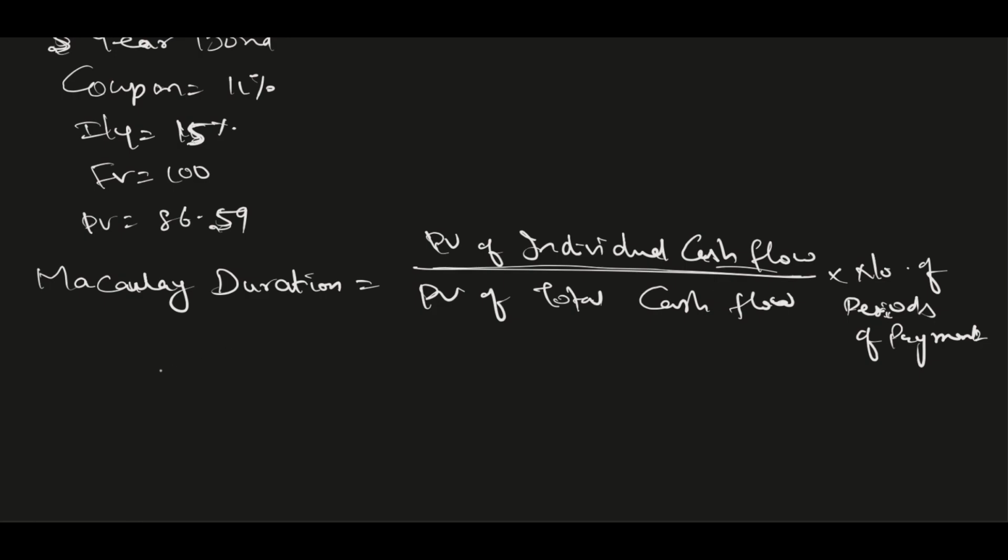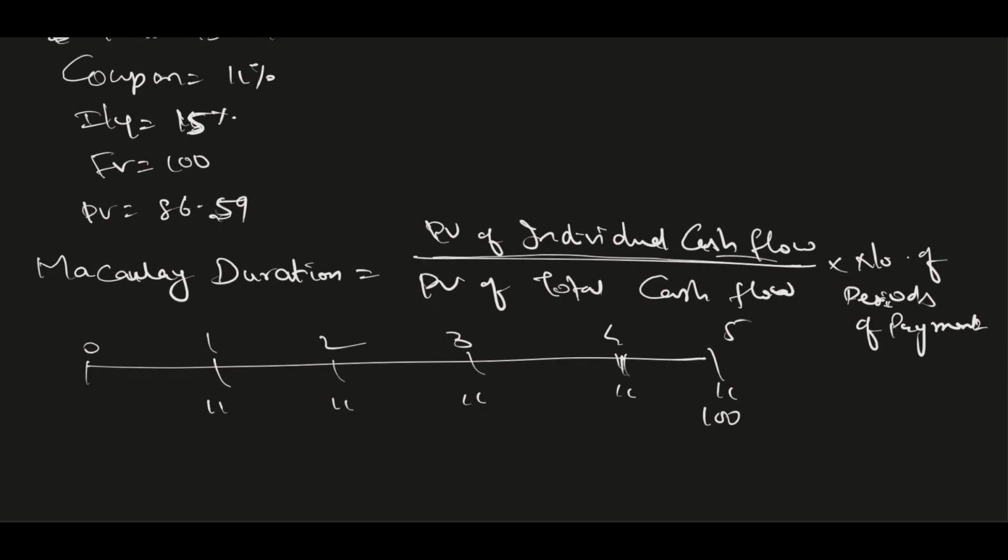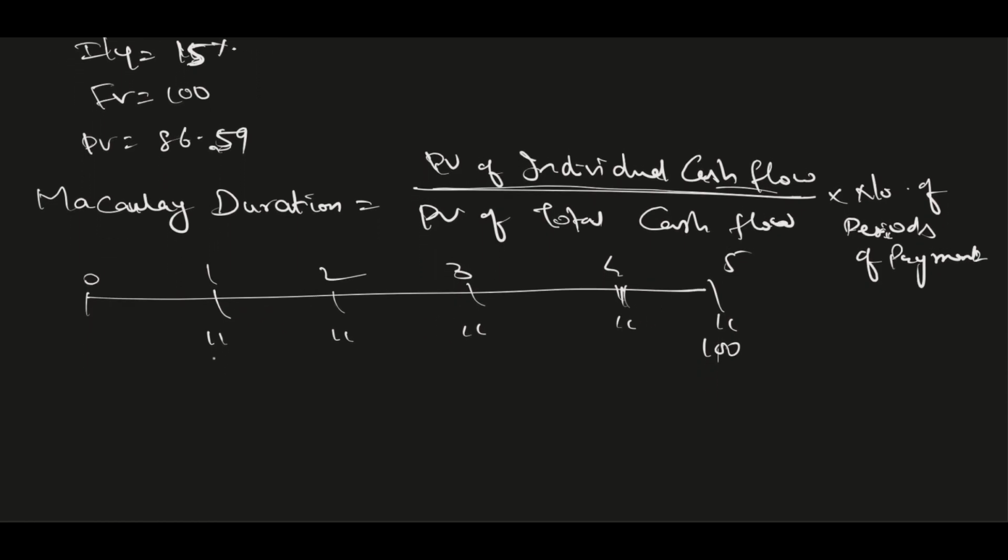See, let me draw the timeline first of all. This is for 5 years: 0, 1, 2, 3, 4, and then 5. The coupon is 11 percent, so 11, 11, 11, 11, 11, and then 100, the par value we will get back. Now I'm supposed to find out the present value of individual cash flows. I will discount each with the IY, that is 15 percent.